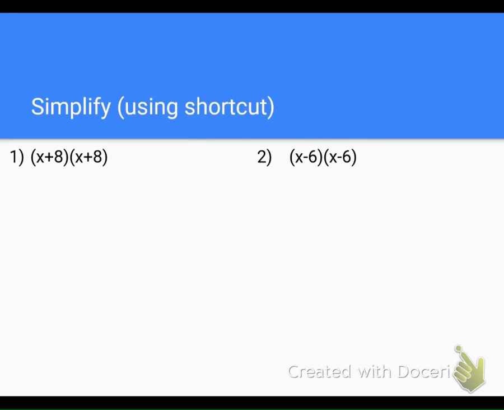So, number 1 and 2, just watch right now. Number 1 is x plus 8 times x plus 8, okay? I notice it's the same binomial being multiplied by itself. Can I use a shortcut? Yes or no, class? Yes, okay, so now I'm going to just multiply. What's x times x? X squared. Then what's 8 times 8? Positive 64. And then the middle term is 8 times x, which is 8x. What's 2 times 8x? Positive 16x. I'm done. You see that?